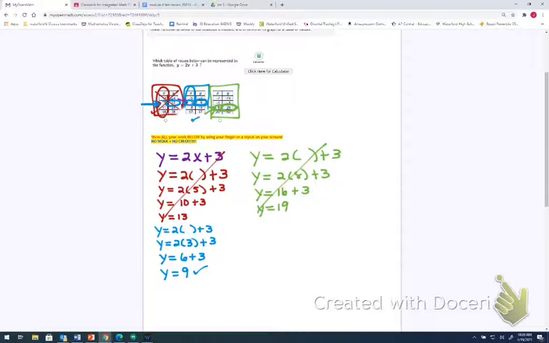So now pause the video, make sure you get all the work in your work area, make sure you select the second table, and then submit. Remember to make sure you have all the work in the work area.